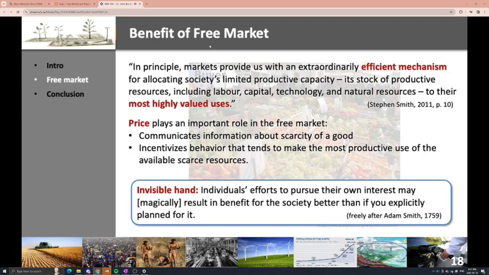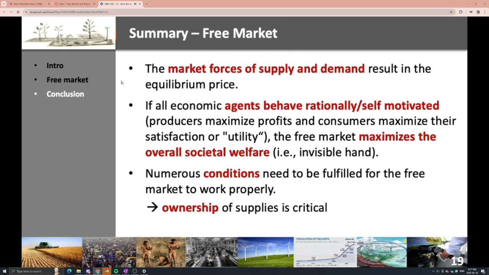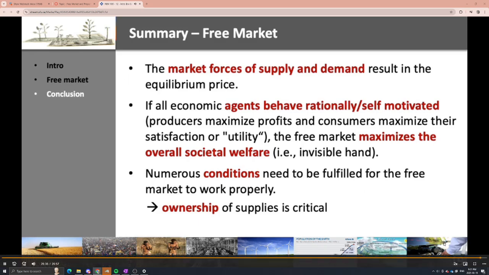Now, the challenge is that all of this only works when all of the conditions that we listed are fulfilled. And even then, it is an idealized model of how the economy works. As we will learn in some of the upcoming lectures, not all of these conditions are fulfilled when we deal with natural resources. And this, in turn, leads to serious environmental problems. One of these conditions is that the supplies used and the goods produced need to be individually owned and divisible. In our next lecture, we will continue this discussion by looking at different types of ownerships in more detail.